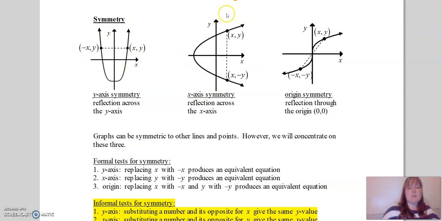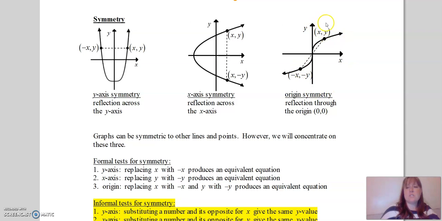X-axis symmetry is where it's reflected across the x-axis. And this is where we have the same x value, but opposite y values. So this would be like y squared, right? Because if I have 4 for x, y could be 2, or it could be negative 2.